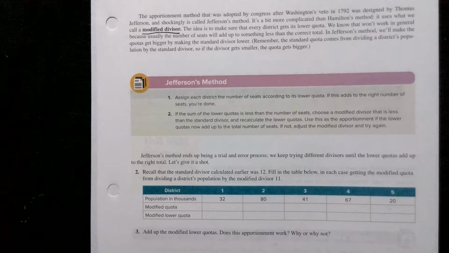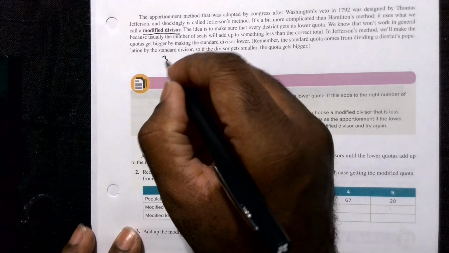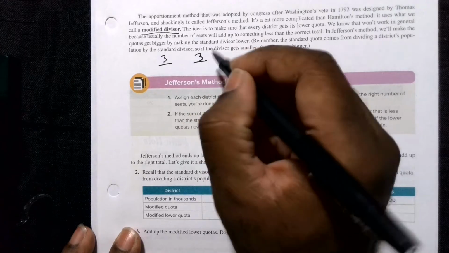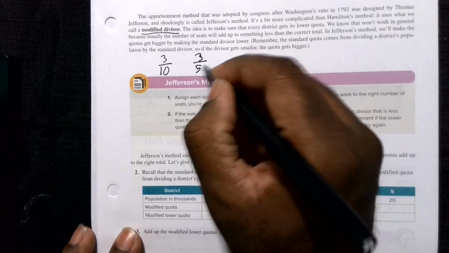We know that won't work in general because usually the number of seats will add up to something less than the correct total. In Jefferson's method, we'll make the quotas get bigger by making the standard divisor lower. Remember, the standard quota comes from dividing a district's population by the standard divisor. So if the divisor gets smaller, the quota gets bigger. Now, just to show an example, we're basically talking about a denominator of a fraction. Say both of these fractions had a numerator of 3. This fraction was 3/10. This fraction was 3/50.